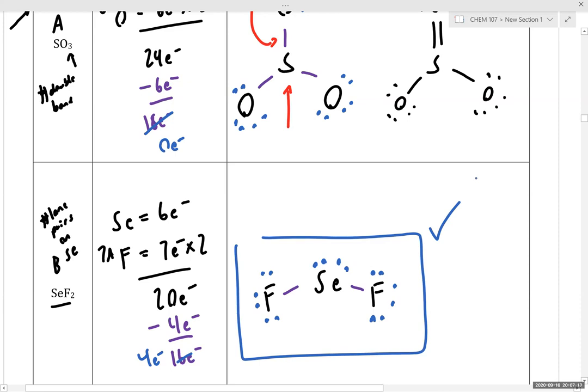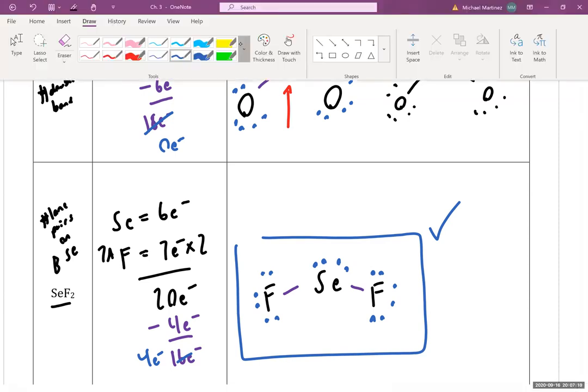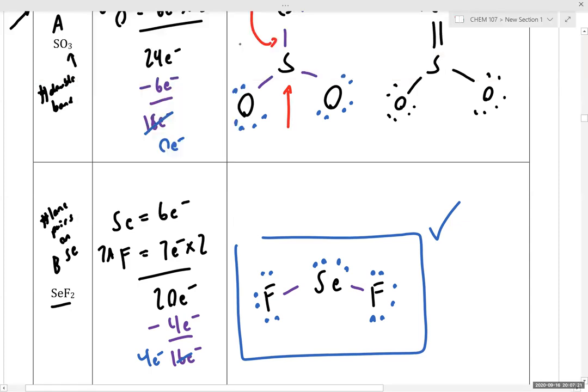Professor, why can't you just follow another 2 from each fluorine, so each gets a double bond? So we want to make sure that we use up all of our valence electrons. And if we formed a double bond, we would exceed the octet. So we want a maximum of 8 valence electrons surrounding each of our atoms. Professor, can I draw? Yes, please.